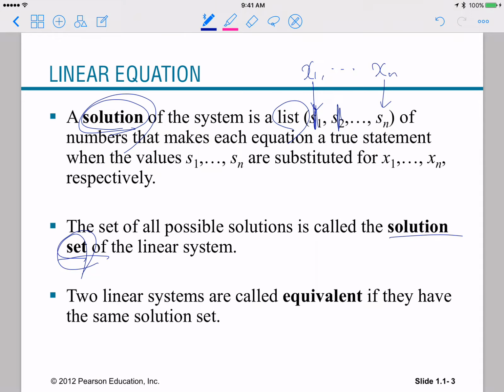Now we think about two different linear systems, each containing multiple equations. In this case, we see two equations in one linear system, and let's imagine another linear system that also has some number of equations. We consider two different linear systems, and they are equivalent if the solution set for each of them is exactly the same. Let's call this linear system S1.